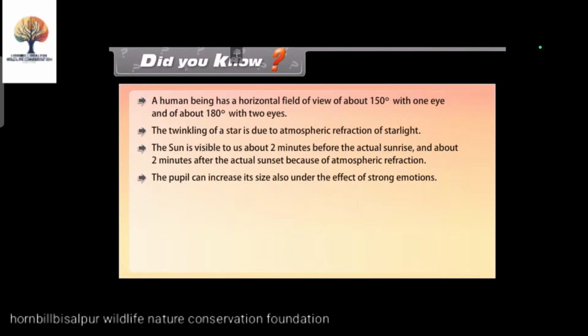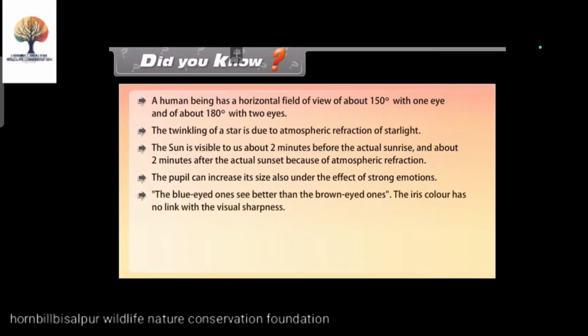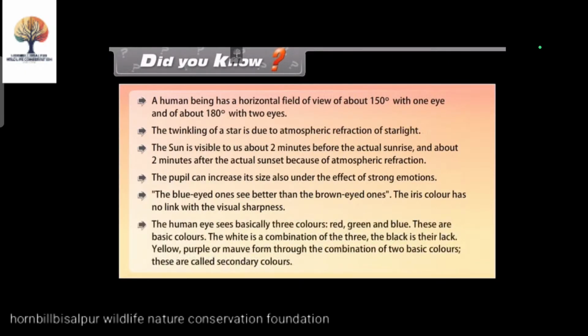The pupil can increase its size also under the effect of strong emotions. The blue-eyed ones see better than the brown-eyed ones? The iris color has no link with the visual sharpness. The human eye sees basically three colors: red, green, and blue. These are basic colors. White is a combination of the three. Black is their lack. Yellow, purple, and mauve form through the combination of two basic colors. These are called secondary colors.